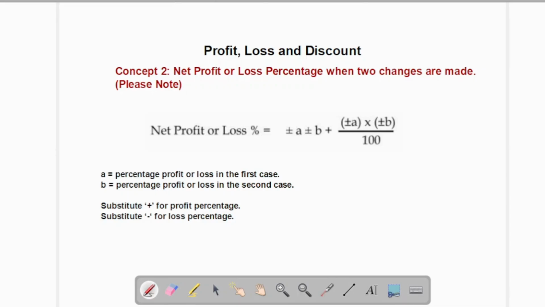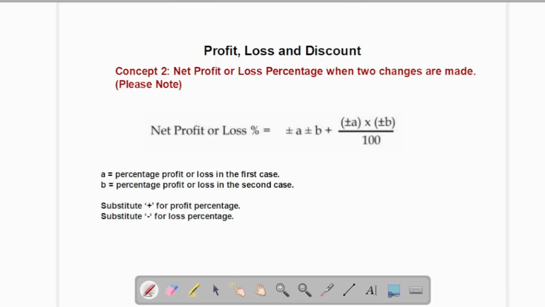Hope you are keeping the notes in your textbook when you are going through this video. Now we denote A as the percentage profit or loss in the first case, and we denote B as the percentage profit or loss in the second case. When we use the plus sign, it is for profit percentage. When we use the minus sign, it is for the loss percentage. So whenever we are making profit, we take it as a plus. Whenever we are making losses, we take it as a minus.